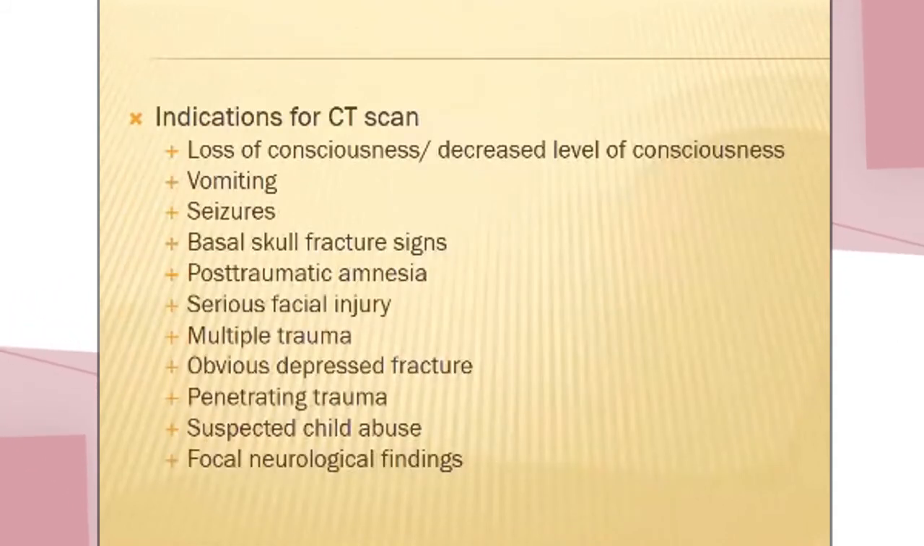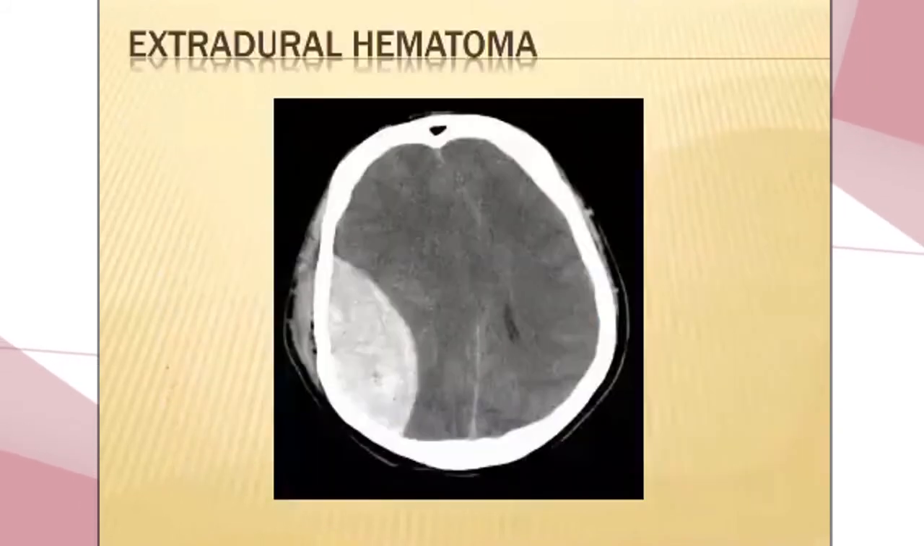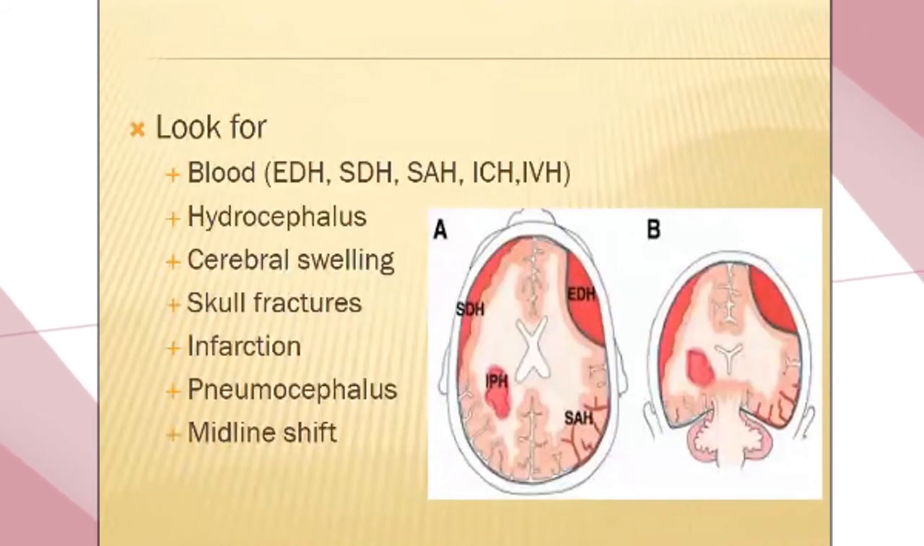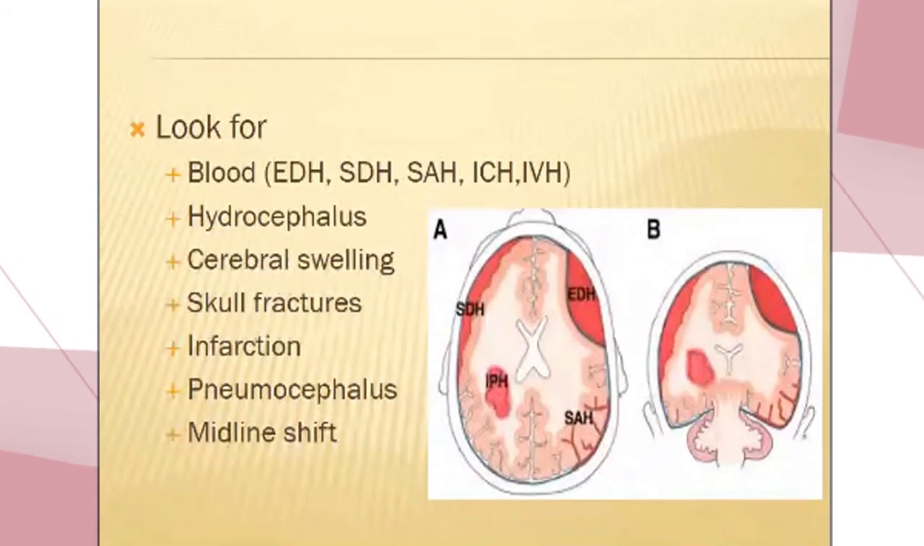What are the indications for CT scan? If a patient has loss of consciousness, vomiting, seizures, basal skull fracture signs, post-traumatic amnesia, serious facial injury, multiple trauma, obvious depressed fracture, penetrating trauma, suspected child abuse, or focal neurological findings. So we have to look for blood, hydrocephalus, cerebral swelling, skull fractures, infarction, pneumocephalus, and midline shift in the CT scan.